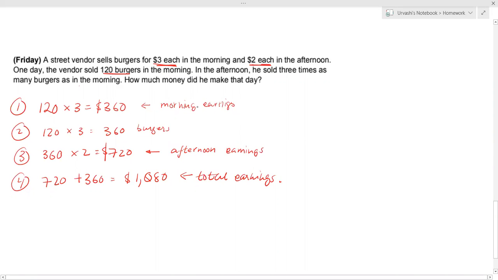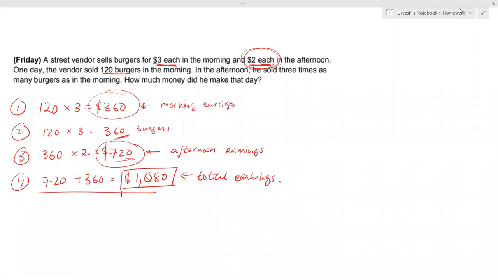And this is how much he made in the morning. So we know he sold 3 times the burgers. In the morning he got 120 burgers, so 3 times that is 360 burgers. And then each burger he sells for $2 in the afternoon. So we did 360 times 2, and that's his afternoon earnings. So this is his morning, this is his afternoon, this is our total. We come up to 1,080. Okay. Any other questions? We can go back to the previous problems from the homework. Are you guys all set?